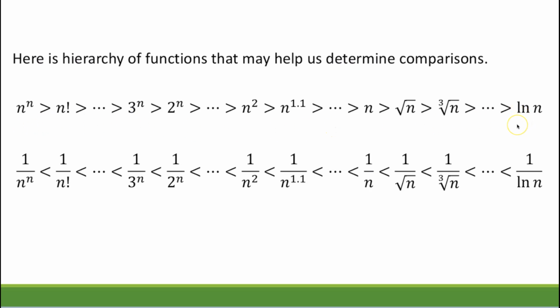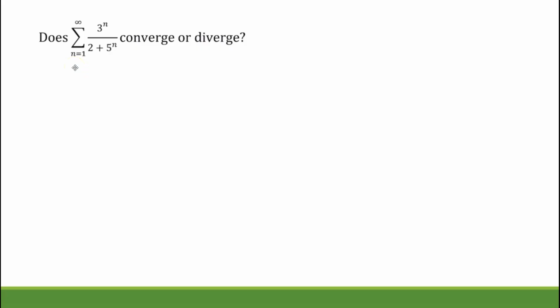Now, we deal with a lot of quotients. And so here, if I take the reciprocal of all of these, then notice that the inequalities flip. So 1 over n to the n is now the smallest, and then 1 over natural log n is now the biggest because we are taking the reciprocal of this hierarchy. Let's jump into some examples.